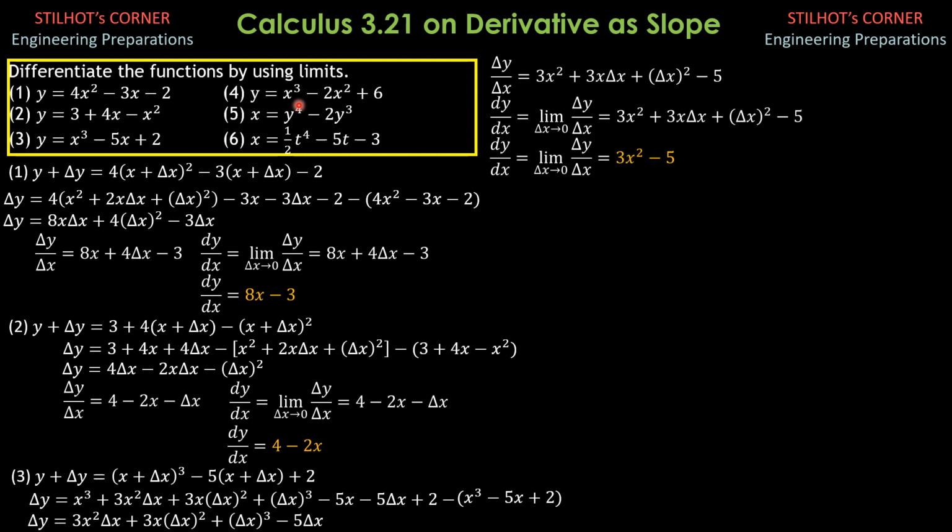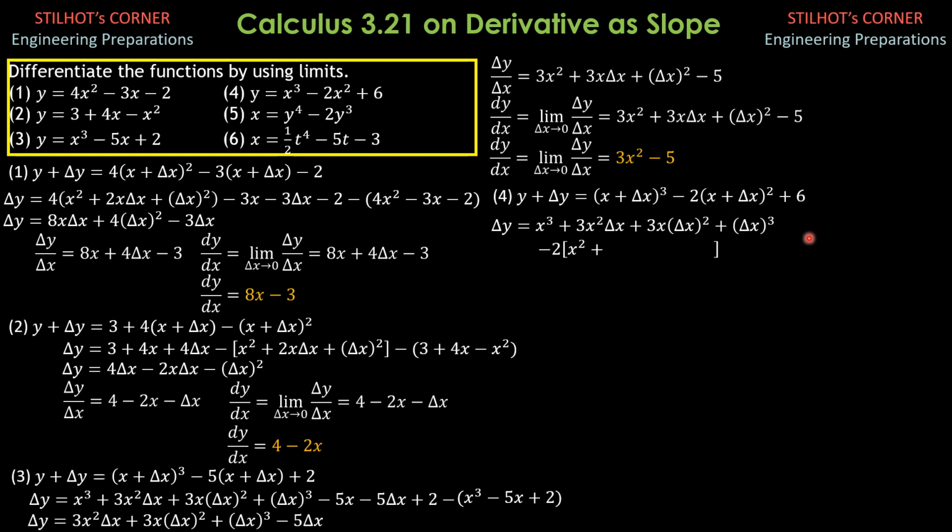Okay, problem 4. So y plus delta y equals quantity x plus delta x cubed minus 2 times quantity x plus delta x squared plus 6. So again, we expand this. Delta y equals x cubed plus 3x squared delta x plus 3x delta x squared plus delta x cubed minus 2 quantity x squared plus 2x delta x, then plus delta x squared, then plus 6, then minus y, which is quantity x cubed minus 2x squared plus 6.